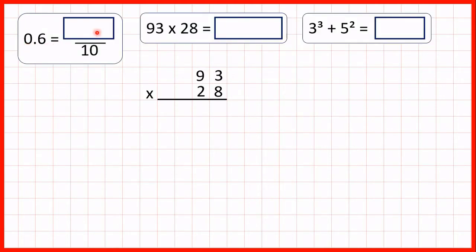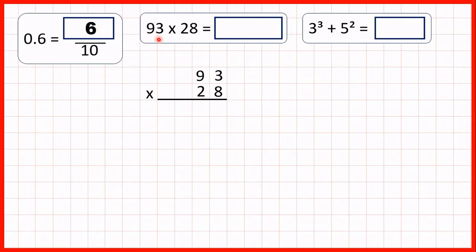0.6 is equal to how many tenths? Now if we know decimal place value, then this question is easy. We know that the first digit after the decimal point is the tenths digit, so 0.6 is just 6 tenths.